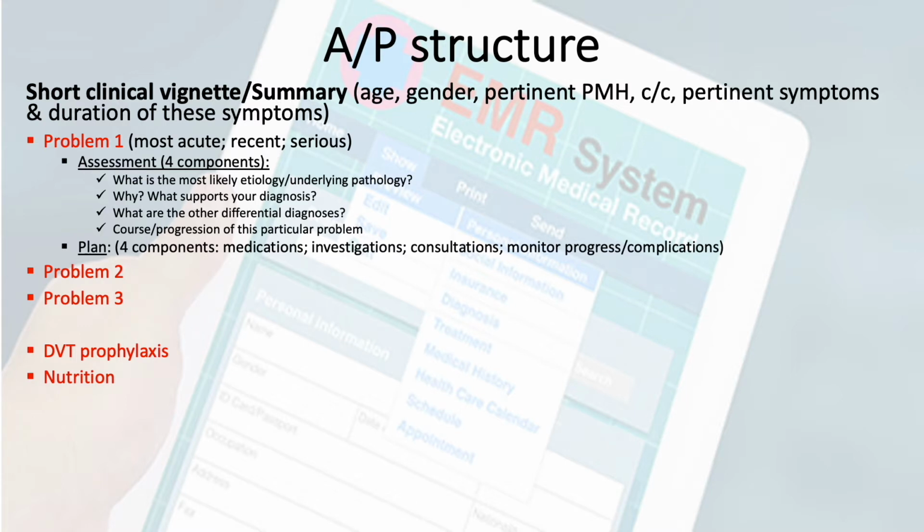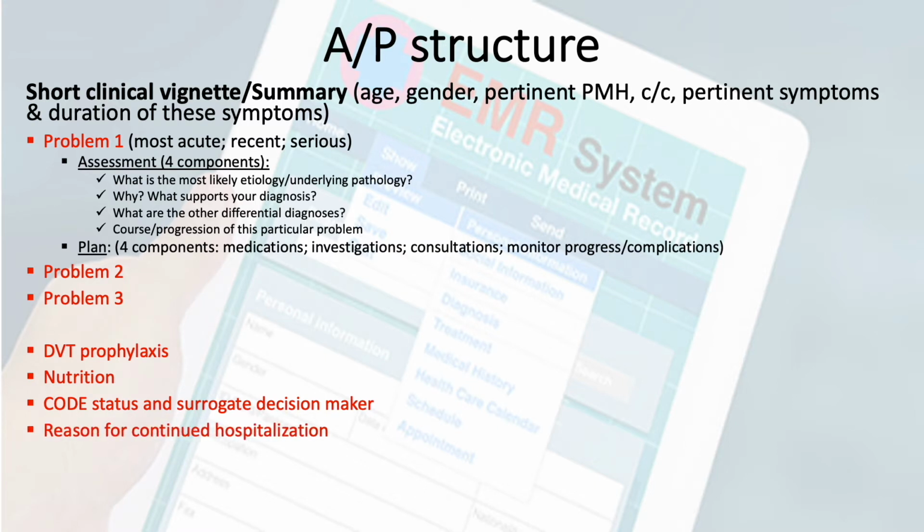Nutrition is also important, and you have to think about nutrition in every single patient and the type of diet order that you put in, and then the code status and surrogate decision maker of the patient, and then the reason for continuous hospitalization, what's the active issue, why the patient is still in the hospital, and then expected length of stay. This is really maybe more important in the HMB.